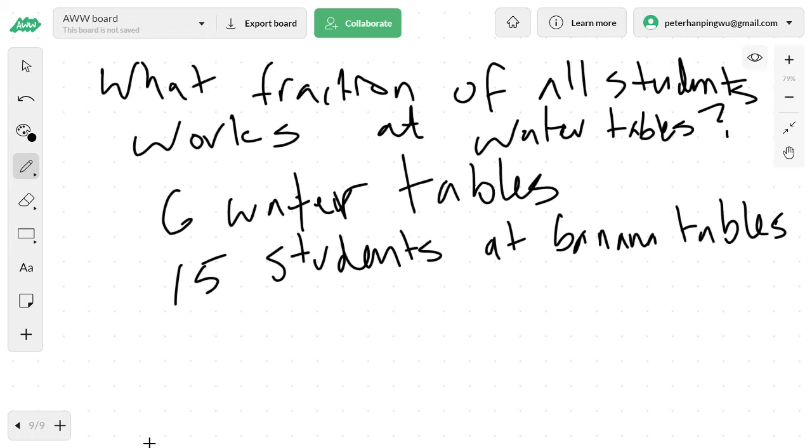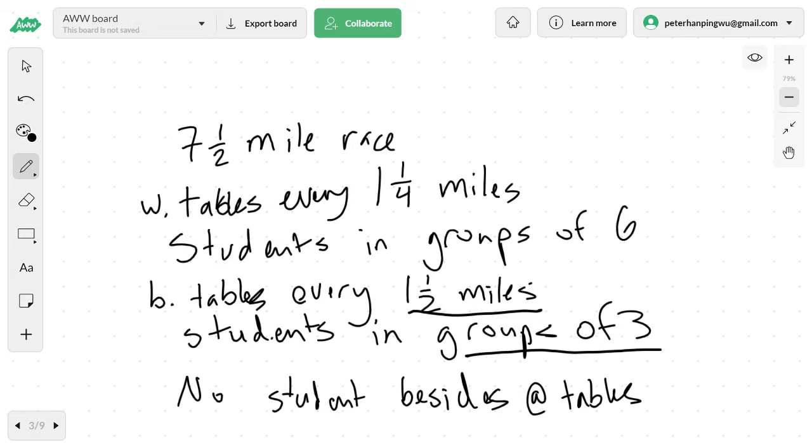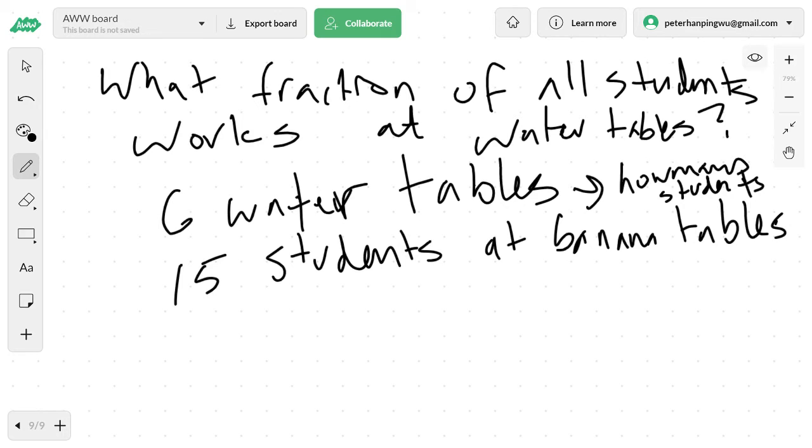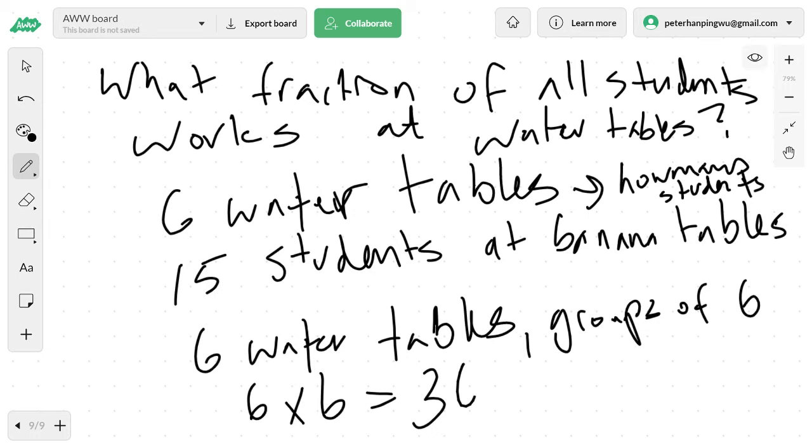So what we have to do is figure out how many students are working on water tables. Well, if we go back to our important information at the very beginning, we can see that there are students working at water tables in groups of 6. So if we have 6 water tables, and students are working in groups of 6, that's just going to give us 6 tables times 6 students equals 36 students at water tables.